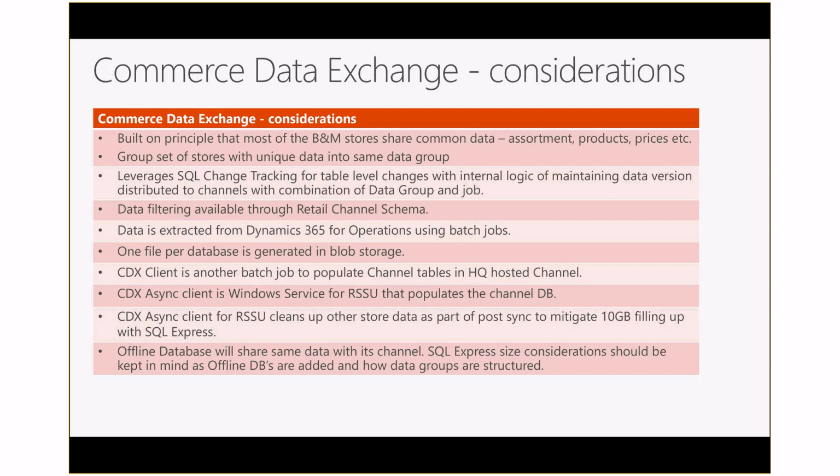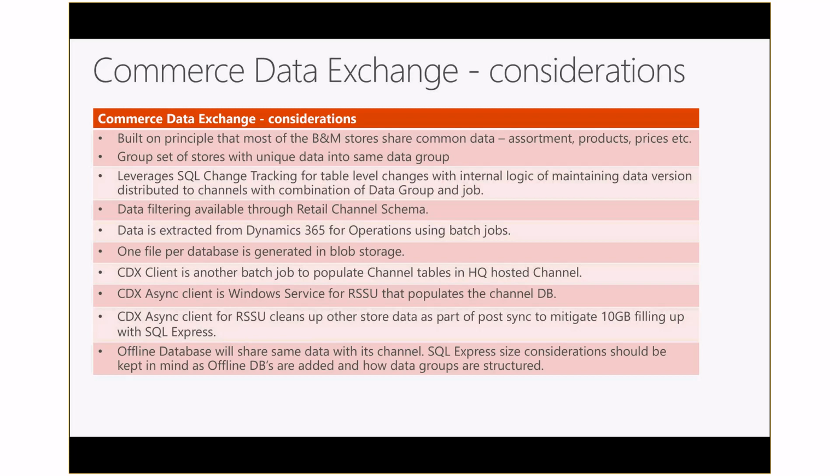So Commerce Data Exchange basically uses SQL change tracking. So every table level change that is part of the retail channel schema basically is tracked for changes. And then we have an internal logic that ensures for a distribution schedule or a job, a tracking is done to what data has been sent to what channel database or offline database. And then the data that is sent is filtered by a data group. So a set of stores or databases that are part of a data group share the same data.